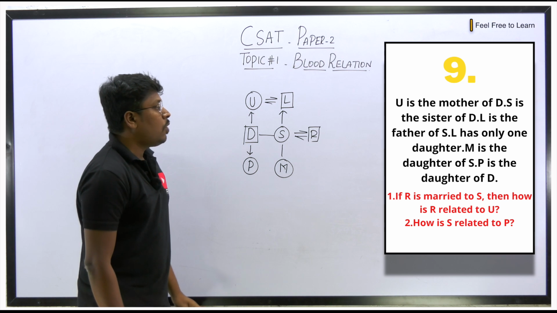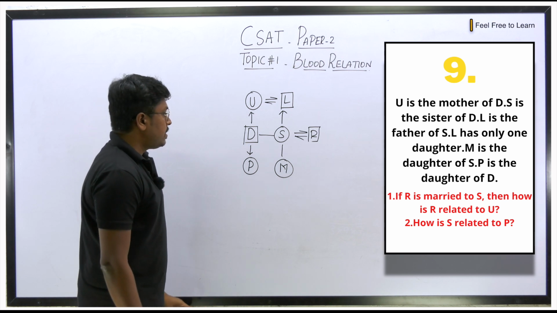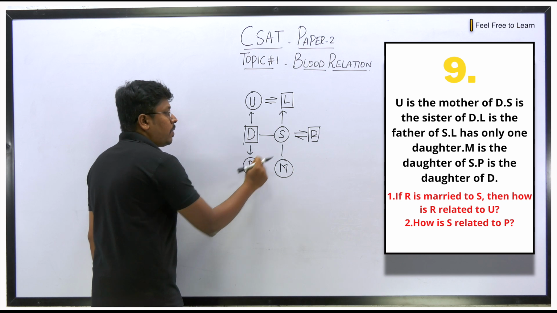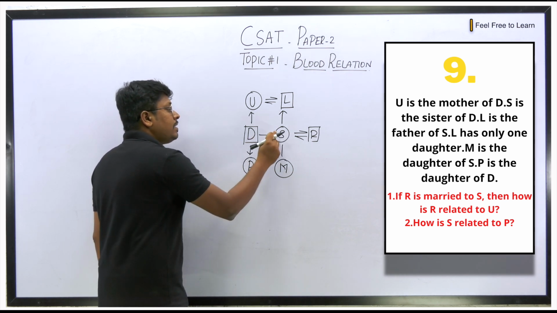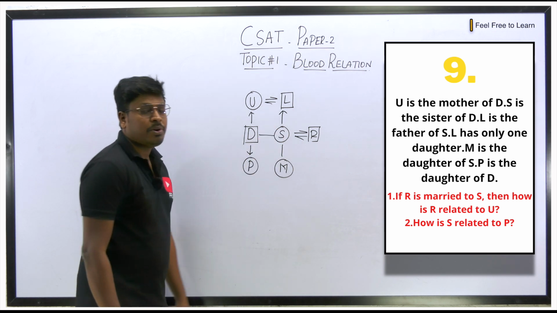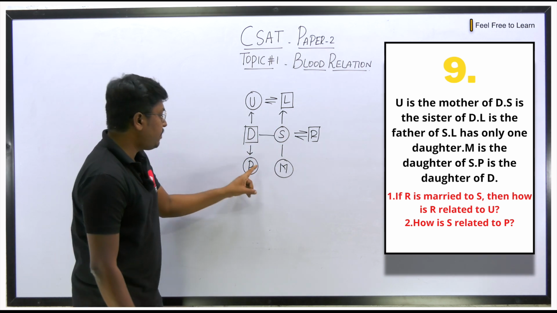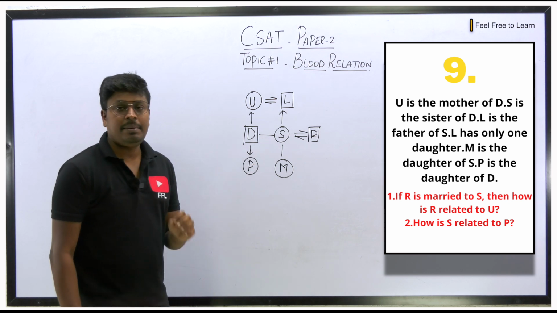Second question, how is S related to P? From P, our target is to find the relation of S. From P, D will be the father. So father's sister is S. Father's sister should be called aunt. So we can say that from P, the relation of S will be aunt.